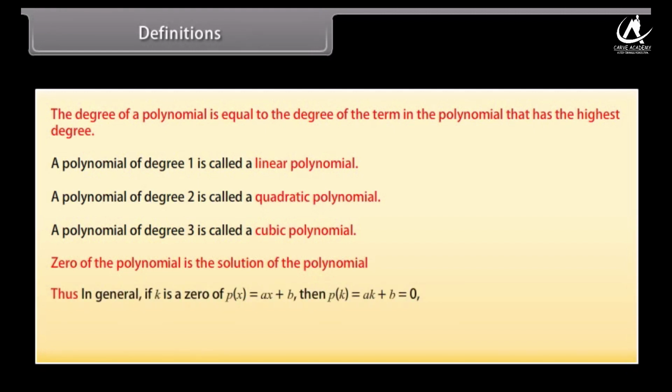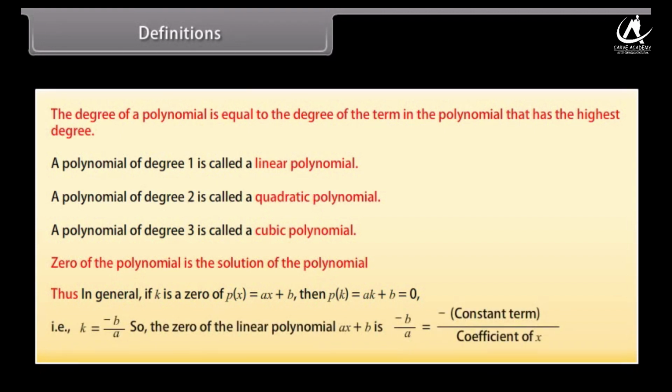Thus, in general, if k is a 0 of p(x) equal to ax plus b, then p(k) is equal to ak plus b, which equals 0. That is, k is equal to minus b upon a. So the 0 of the linear polynomial ax plus b is minus b upon a, which equals minus constant term upon coefficient of x.